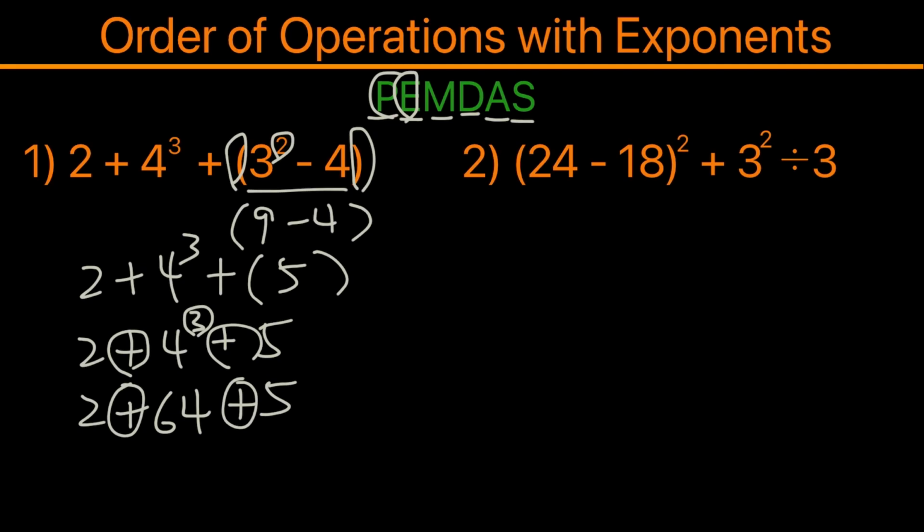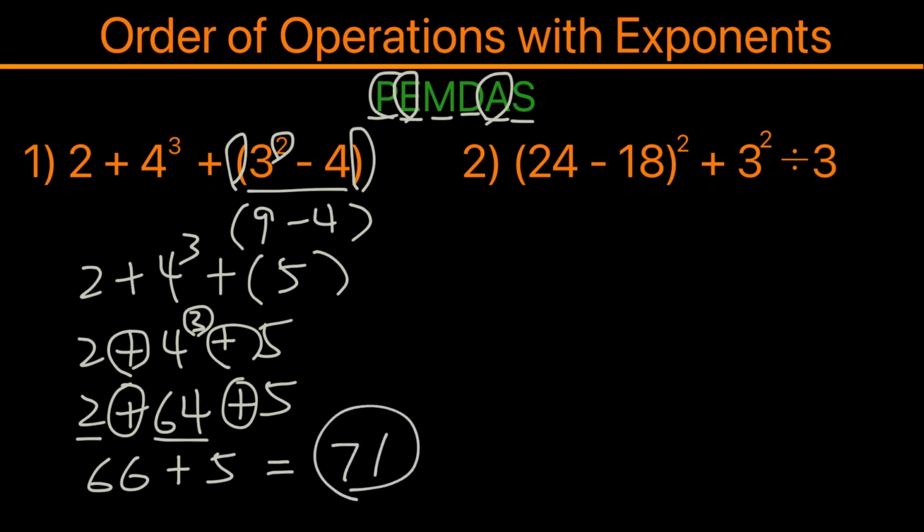Now the addition from the PEMDAS rule is right here toward the end. And since the 2 operators that we have here are both additions, we can go in the order that they are in. So first we'll take 2 plus 64, that gives us 66. And then we'll add the 5, and that gives us 71. And that is the answer for the first example.